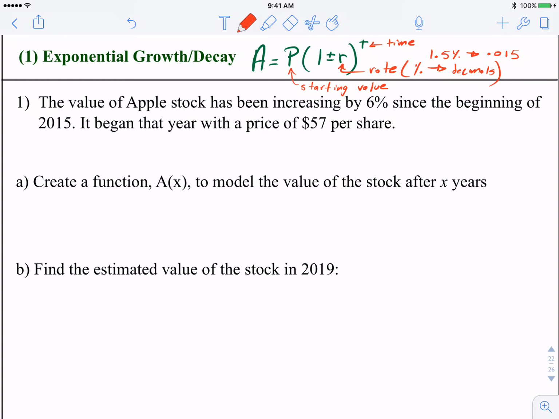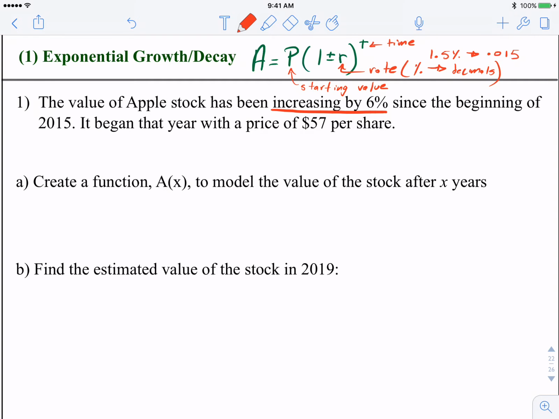Okay, so with that formula in mind, let's take a look at this example problem. If you want to try it on your own first, obviously feel free to pause it and try it and hit play as you please to see the answers. So it says the value of Apple stock has been increasing by 6% since the beginning of 2015. It began that year with a price of $57. So it asks me to first create a function and then basically apply it.